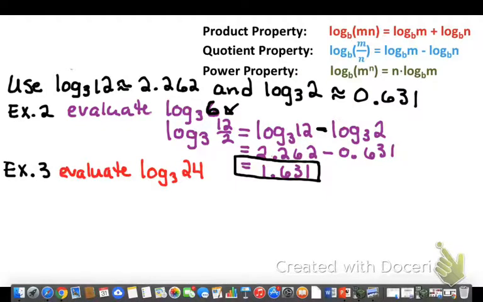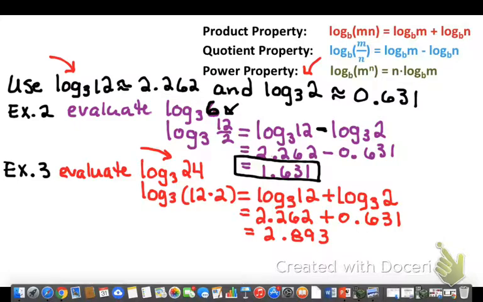All right, again, remember we're using the given values. We have a 12 and we have the 2, and somehow we have to get that to work with the 24. So we are going to say 12 times 2, and we're going to use the product property. Okay, so because we used the product property, we multiplied 12 times 2. That means when we break it apart, we're actually adding, so we get an answer of 2.893.